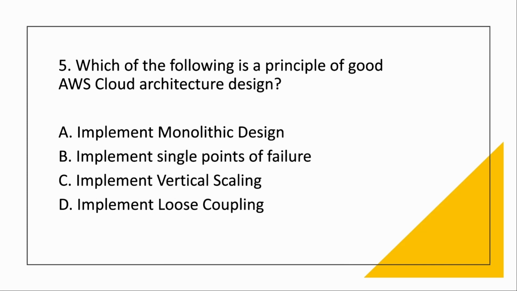Next, which of the following is a principle of good AWS architecture design? So, monolithic design. Now what is monolithic design? You have a single application for the whole project. What happens if you make a single change and it does not work well? The whole application will crash. Monolithic design follows tight coupling because the parts are tightly coupled to each other. If anything fails, the application is completely down.